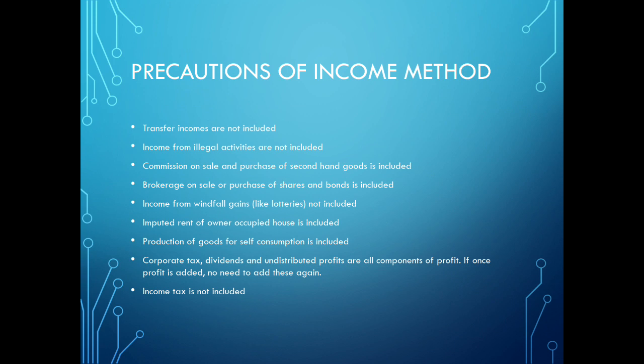Commission on sale and purchase of second hand goods is included, this we did earlier. Brokerage on sale and purchase of shares and bonds is included. When some broker has the charge of purchasing or selling our shares or bonds, then we have to pay brokerage to him. So that brokerage is a part of reward for him, so it will be included as a factor payment. Income from windfall gains like lottery is not included because these are not of permanent nature. Imputed rent of owner occupied house is included. Production of goods for self consumption is also included.